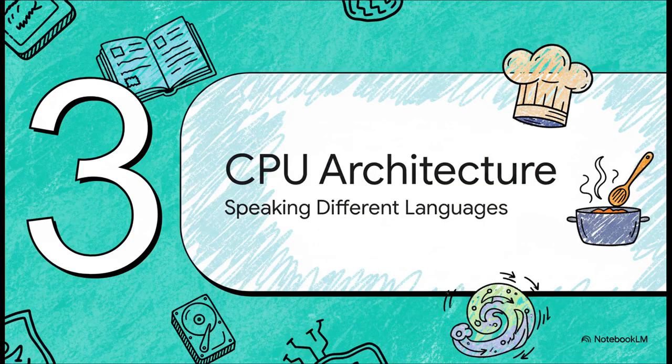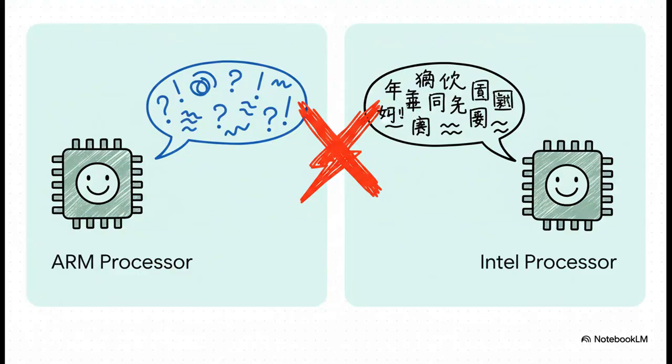So we figured out that a program needs all its connected files, its DLLs, to run. But there's another rule that's even more basic, even more fundamental. The program has to speak the right language for the computer's brain, its CPU architecture. Think of it this way. A program that was built for an ARM processor, like the one in your phone, is basically speaking Spanish. And a program built for an Intel processor, like in a lot of laptops, is speaking Chinese. They use completely different instruction sets, their own unique machine code. You just can't run one on the other because they literally do not understand each other's language.